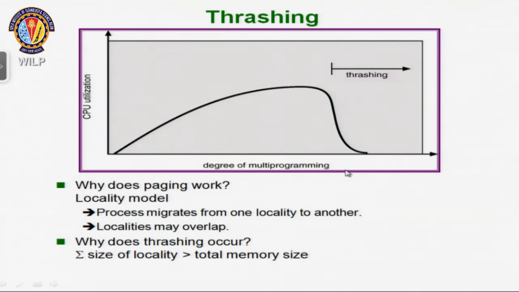So we know why paging works, and the question is: why does thrashing occur? Thrashing primarily occurs when the summation of the sizes of the localities is greater than the total memory size.